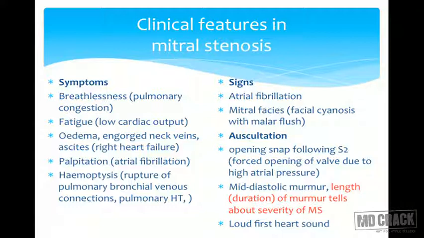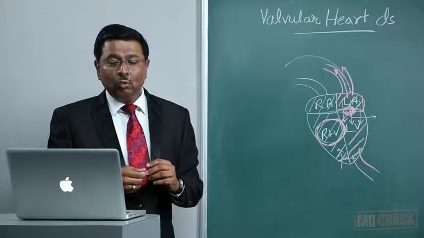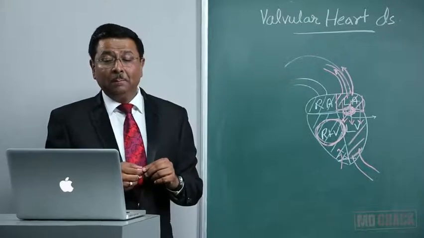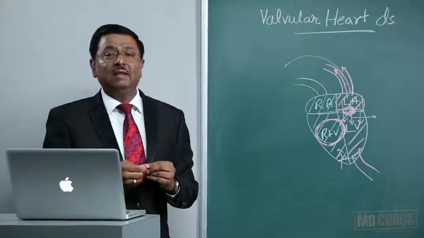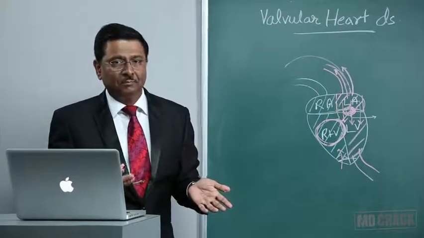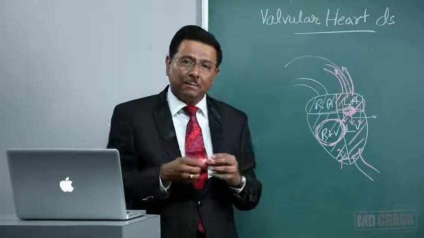Signs: we can get signs of atrial fibrillation. Mitral facies is commonly seen in mitral stenosis. What is mitral facies? We get facial cyanosis with malar flush. This typical facies is known as mitral facies. What would be the features on auscultation? First of all, we will get an opening snap, we will get a mid-diastolic murmur, and we will get a loud first heart sound.